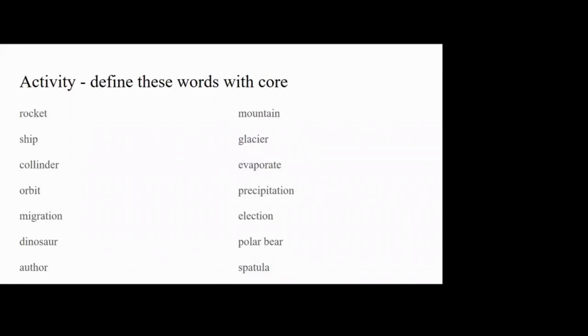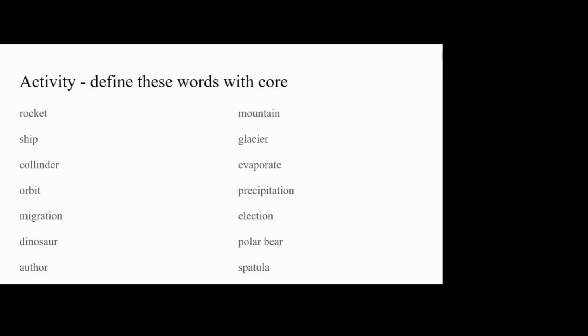Okay. All right, so let's give it a go. We don't have to use the core 50, but think about how you might describe these tier 2 words with core words. So rocket, ship, colander, orbit, migration, dinosaur, author, mountain, glacier. Maybe just pick 5 that you want to work on. And when you're working on them, keep in mind a particular student.